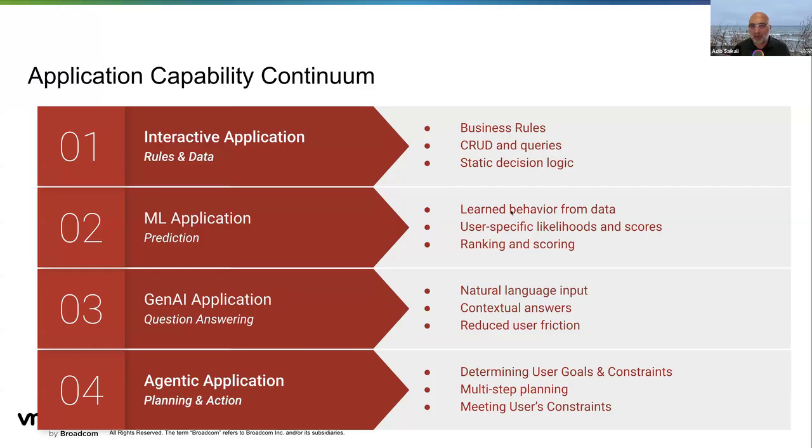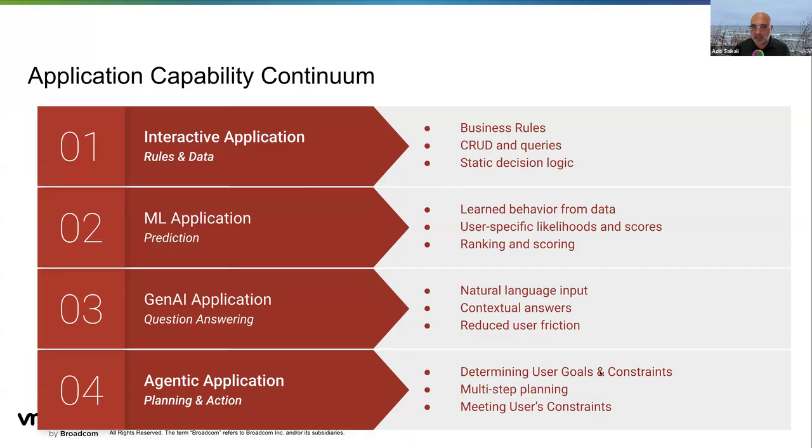And really, we're learning behavior from data that's been collected in the application. We're computing user-specific likelihoods and scores. It's all about ranking and scoring for the most part. You go to the next step in this continuum, and you're at natural language input, contextual answers, and that's like question answering, aka what a lot of people call RAG, right? And then the next step up is really about building agents, and that's where it's all about planning and actions.